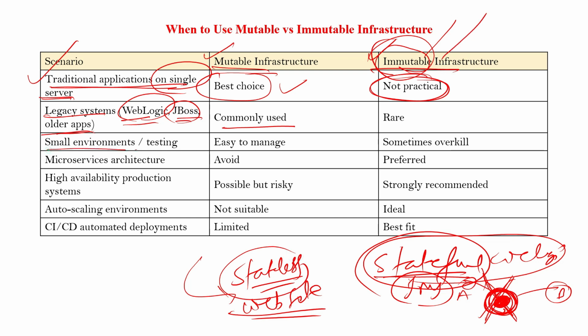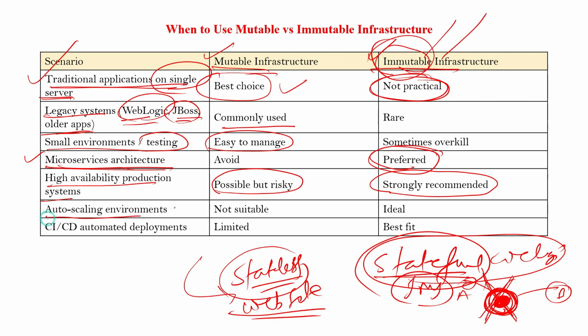For small environments and testing environments, mutable is easy to maintain. When we talk about microservices, mostly in microservices we go with the immutable, because in microservices we do not have very tight dependencies between your applications and the respective virtual machines. So we can easily destroy and create the different virtual machines wherever microservices are running. If you have very highly available production systems, then mutable infrastructure is possibly a risk. In that case, you are strongly recommended to go with the immutable.